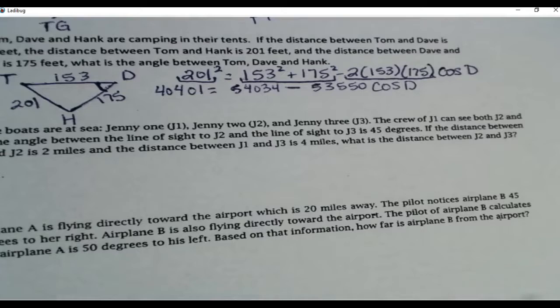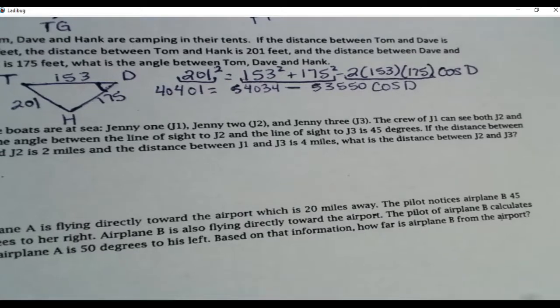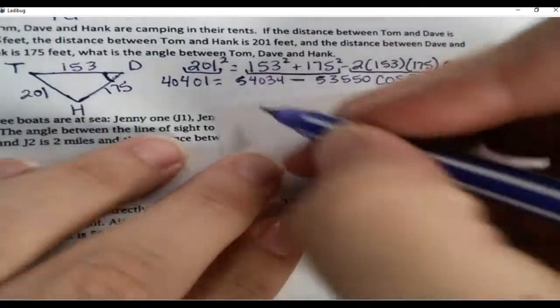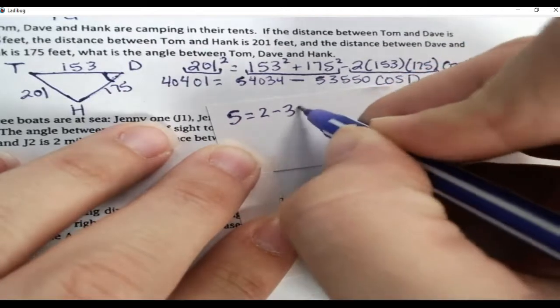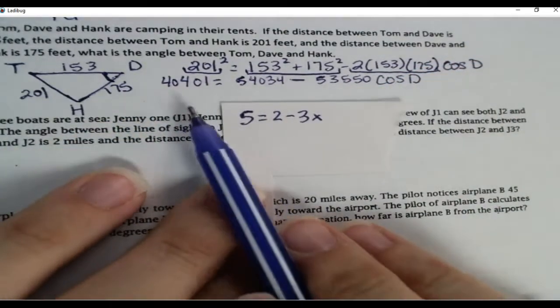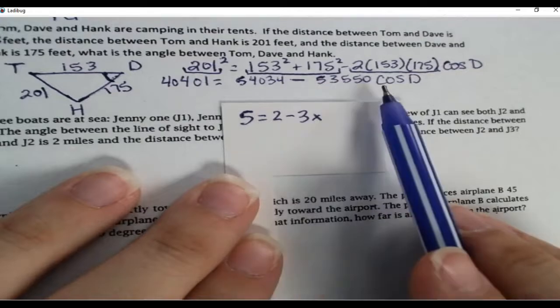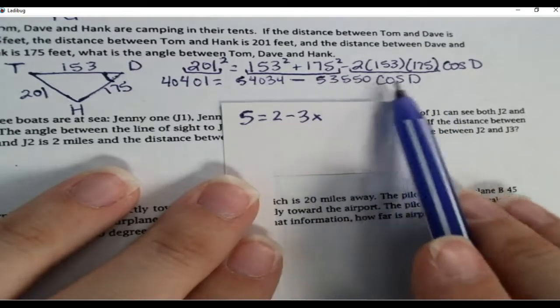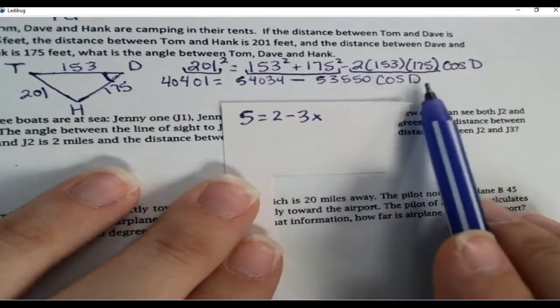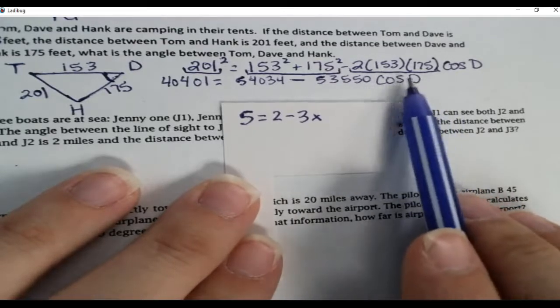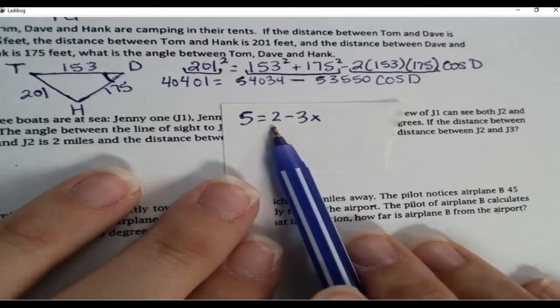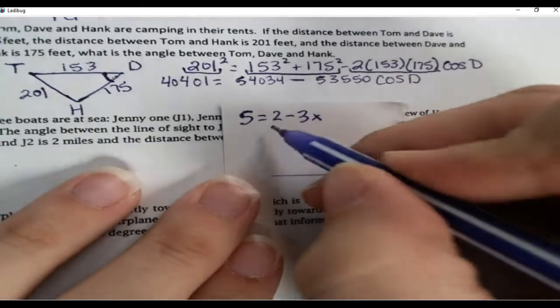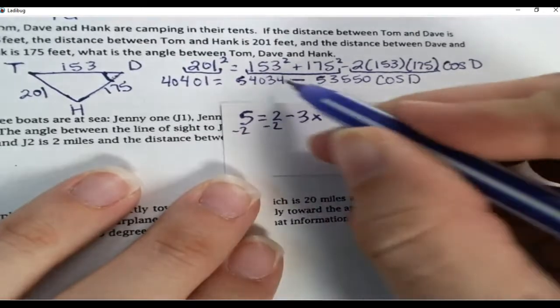So now, if it was just a regular old equation, like this, 3 or 5 equals 2 minus 3x. That is what this is. It's just a regular old equation. Our numbers are just bigger, and we have this cosine in there. But that cosine D, that's what we're trying to get by itself first, so that we can do the inverse. So if we looked at this regular equation, what would I do first? Subtract 2. So we do the same thing in our big equation.